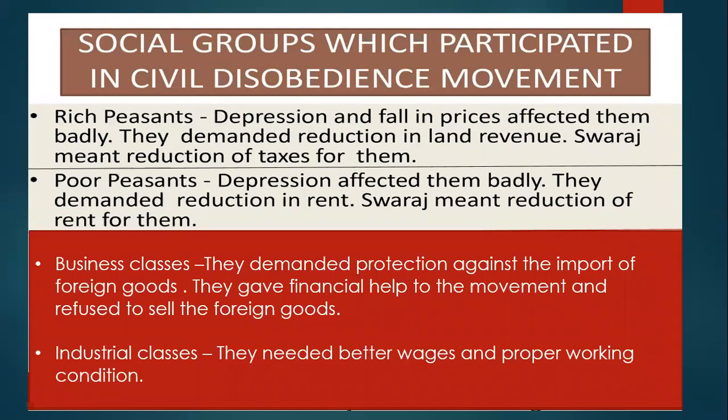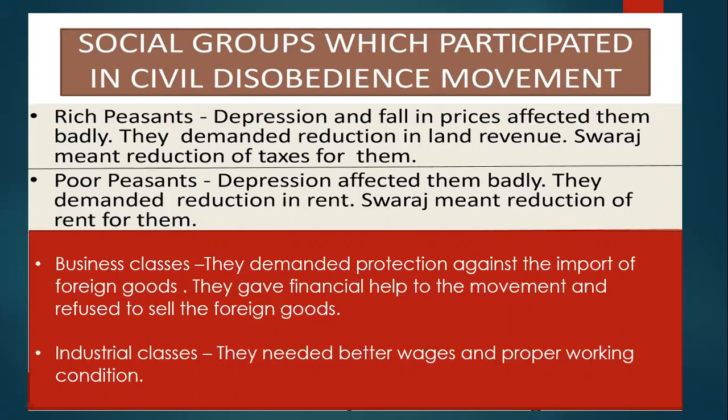According to rich peasants, their problem was that they demanded a reduction in land revenue. That was Swaraj for them, reduction of taxes. In the same way, poor peasants demanded a reduction in rent. That was Swaraj for them. Business class people gave financial help to the movement and also refused to sell foreign goods. That was their participation in the movement. And industrial class people also participated, and in their minds they needed better wages and proper working conditions.